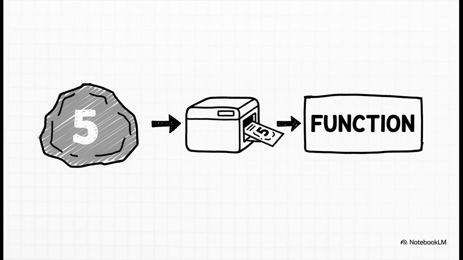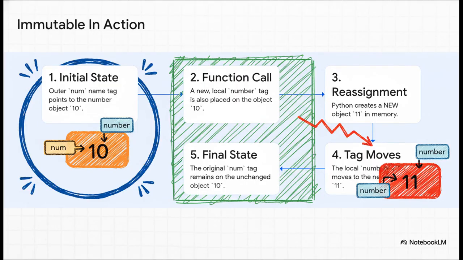Because you literally can't change an immutable object, when you try to modify it inside a function, Python's behavior ends up looking a whole lot like pass by value. Okay, let's trace exactly what's happening. Outside our function, we have a sticky note called num, and we've stuck it on the number object 10. Then we call the function. Python creates a new local sticky note called number, and sticks it on that very same 10 object.